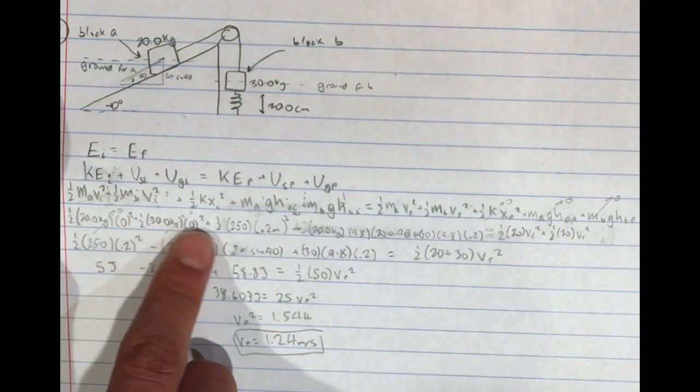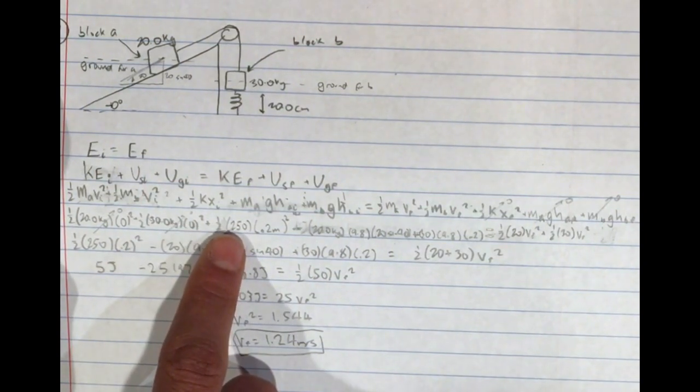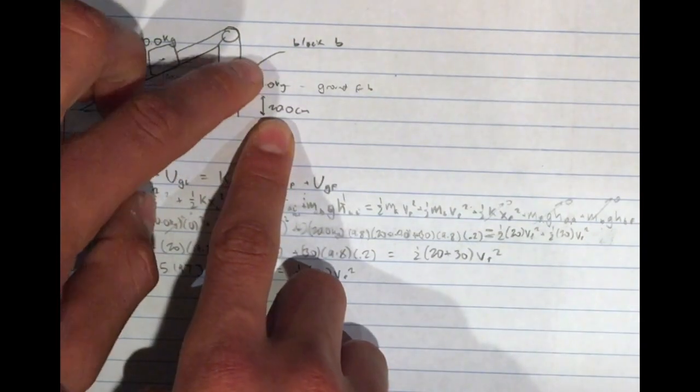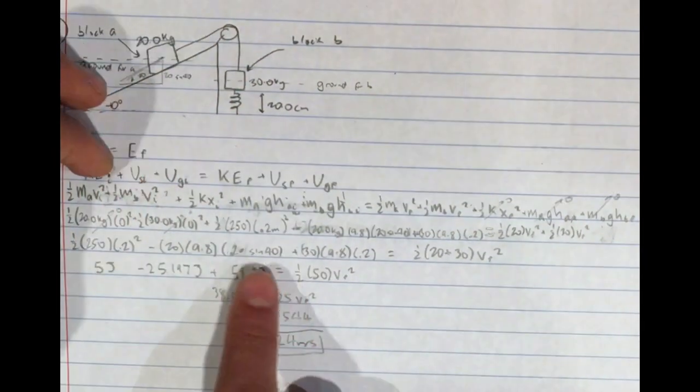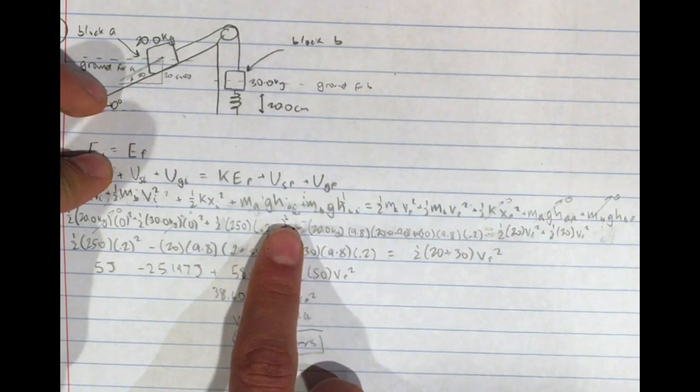So plugging in numbers, we know that the initial velocity of these blocks is 0, so the kinetic energy won't matter because it's 0. And then we know that the spring potential, because this is pulled up 20 centimeters or 0.2 meters, it's 1/2 times 250, which is the spring constant, times 0.2 squared.